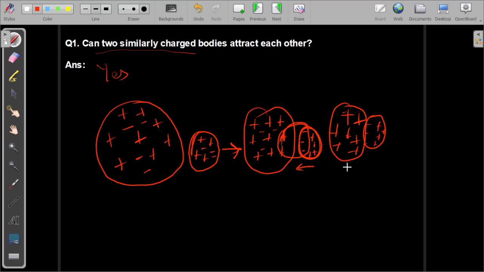Then what will happen? Positive charges of this will go to that side. Okay, charge transfer will happen. But initially, the smaller body will be attracted by the bigger one, due to this induced charge.